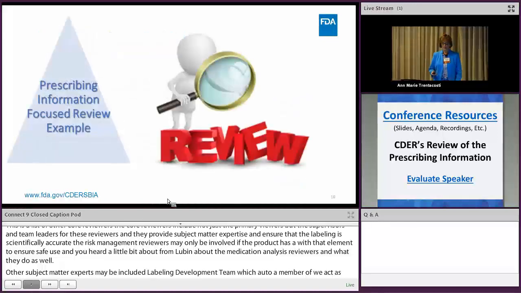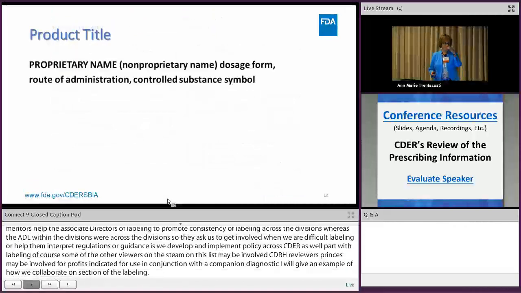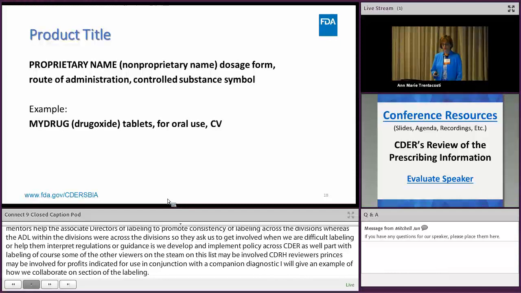So I'm going to give you an example of how we collaborate on a section of the labeling. This is highlights again, and I've highlighted in yellow the product title. This is a blown-up version of the product title, which includes the proprietary name, the non-proprietary name, the dosage form, route of administration, and controlled substance symbol. And this is a fictitious example of how this might look in actual labeling.